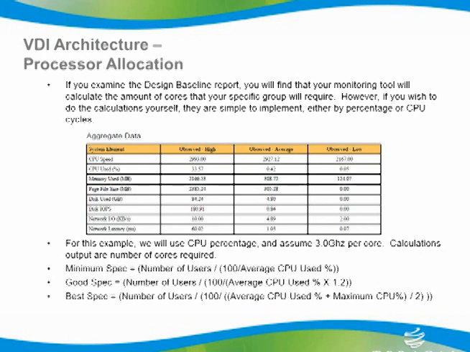Now, in terms of the minimum spec, again, real simple. We're just going to add a couple of little new variables in there. Number of users divided by 100 times the average CPU percentage. That's minimum spec. Good spec, still the 80% rule. We're going to take the number of users divided by 100 divided by the average CPU used in terms of percentage times 1.2. Finally, the best spec, which again we can modify the good spec to make sure that we're okay with our double-blind checking, is the number of users divided by 100 divided by the average CPU used percentage plus the maximum CPU percentage divided by 2. We're not going to go over that formula again, I promise.